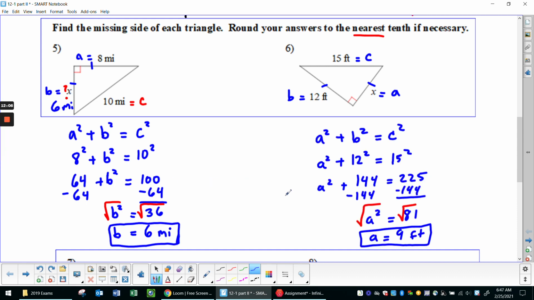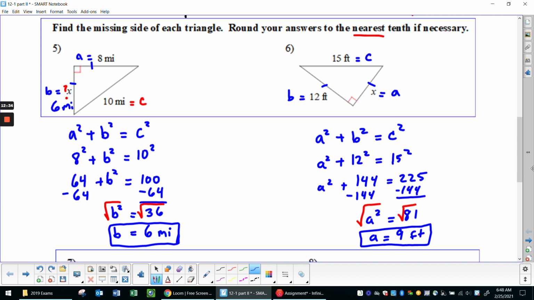Okay, as you can see, I have 9 feet for my leg, which is A. And this time we did have B squared. We just labeled this length B. When you subtract the sides, you'll get A squared, then the square root of A squared, and the square root of 81, and you'll get 9.